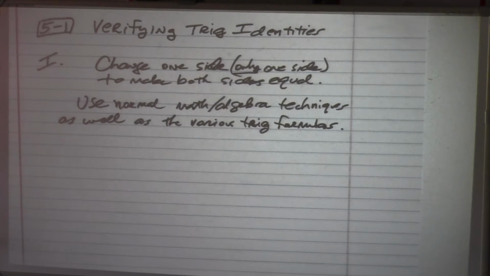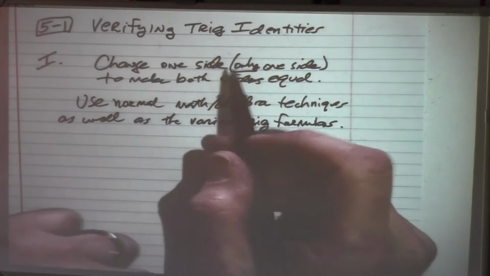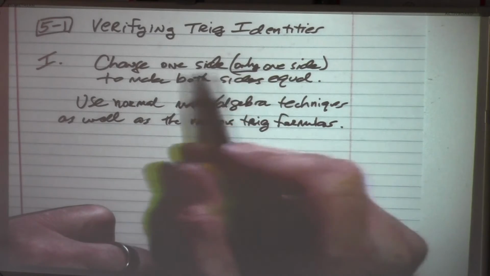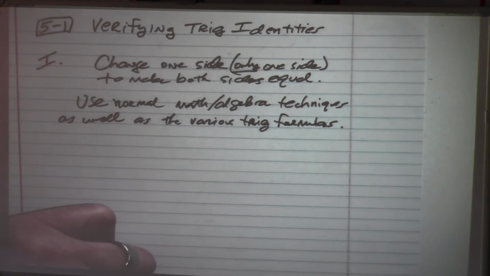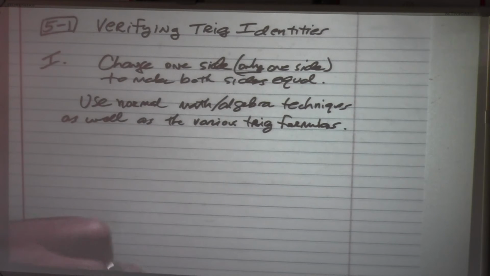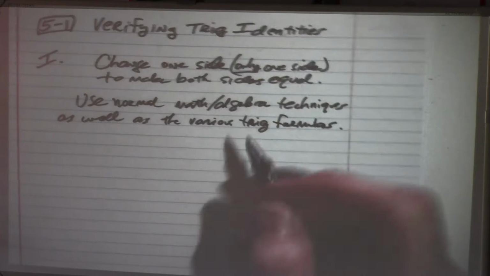This video is on section 5.1 from the Blitzer Precalculus textbook on verifying trig identities. The idea on this one is to change one side of an equation, only one side, to make both sides equal. And if both sides are equal, that proves that it's an identity, meaning that it's true in all cases for the angle that would be used.